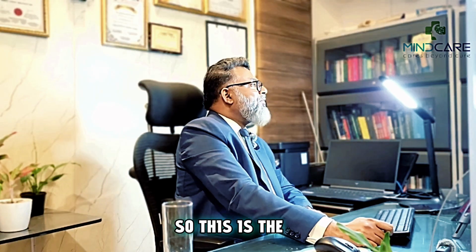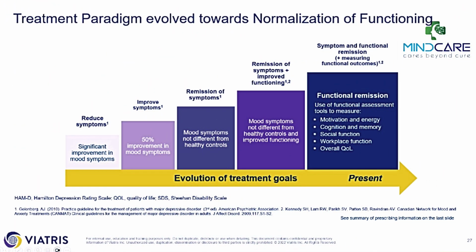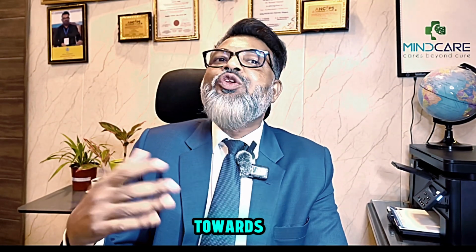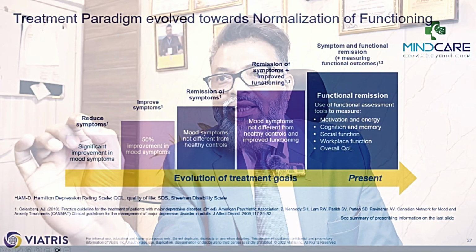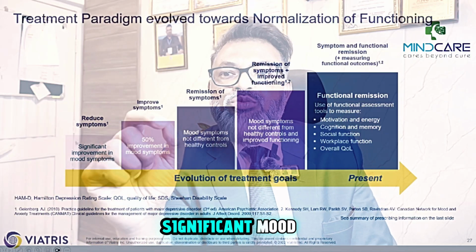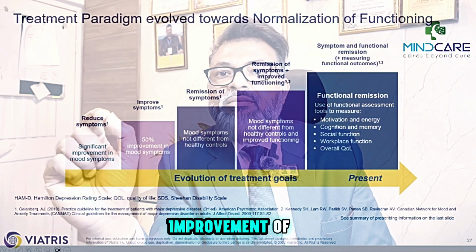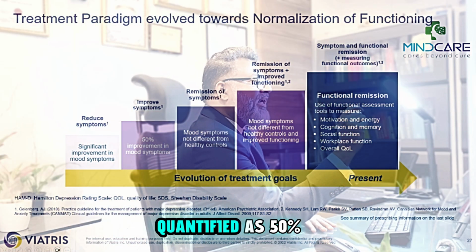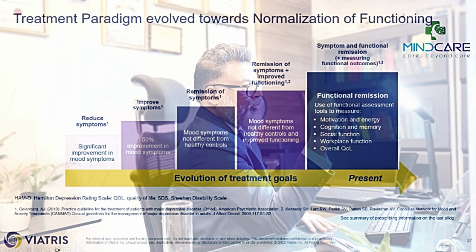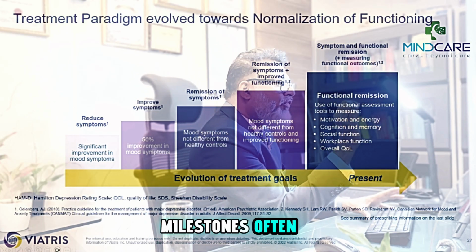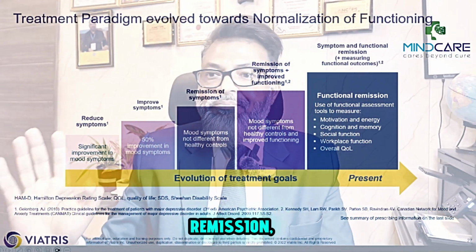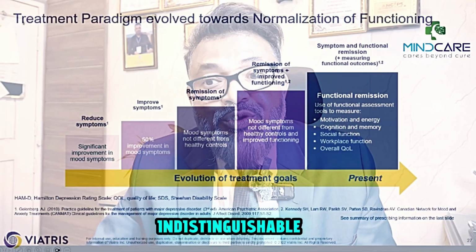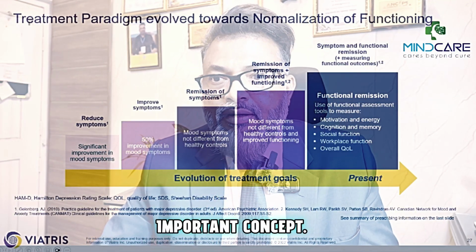Well, so this is the treatment paradigm, and this is how it evolved towards normalization of functioning. This slide illustrates the evolution of treatment goals in depression. Historically, the focus was on reducing the symptoms, with success defined as significant mood improvement. The next step was improvement of symptoms, quantified as a 50% reduction of depressive scores. While important, these milestones often left patients with lingering impairments. The modern paradigm has shifted towards remission, that is, achieving a symptom level indistinguishable from a healthy control. That's the most important concept.